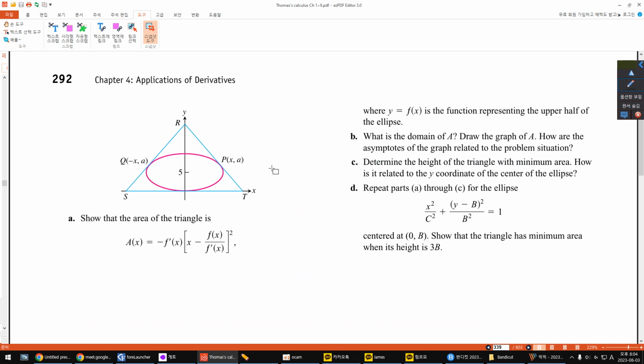And then the final problem for this section is this. We want to find the minimum triangle circumscribing this ellipse, and we want to find the expression for the height of this triangle.